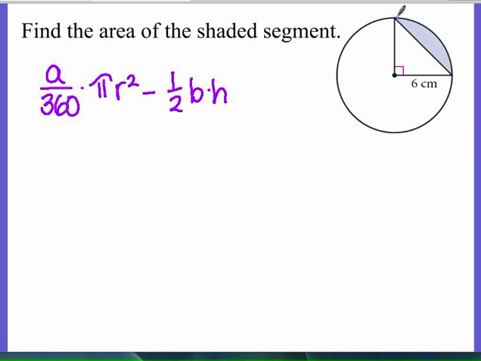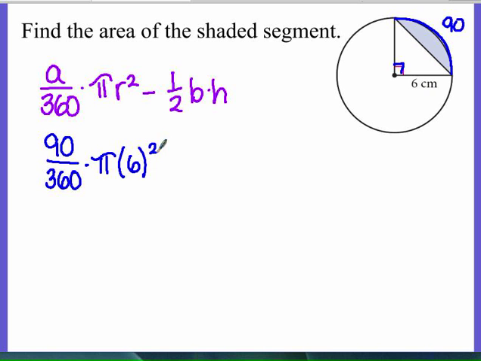So what is this distance right here? 90 degrees, because that parallels this measure. Okay, so far I know I've got 90 over 360 times pi times 6 squared. Okay. So now I've got to figure out some other things. So I need to figure out, for my next formula, this distance here, which is the base.